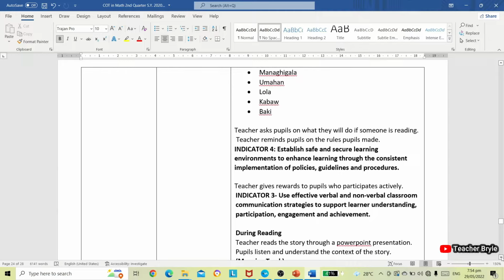Teacher asks pupils on what they will do if someone is reading. Teacher reminds pupils on the rules pupils made. Indicator 4. Establish safe and secure learning environments to enhance learning through the consistent implementation of policies, guidelines, and procedures.